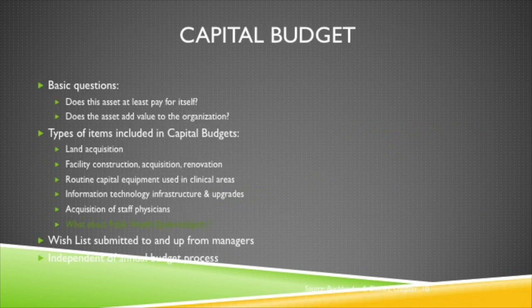Capital budget. Some things to think about when you are thinking about, does this asset at least pay for itself? What's the break-even point? And things to think about when you are including items in your capital budget is the land. Like, do you lease the land or do you actually own the land? What's the cost of the information technology structure? Like, if you have a server, does it need to be upgraded? And any of the staff, like, are they permanent or temporary?